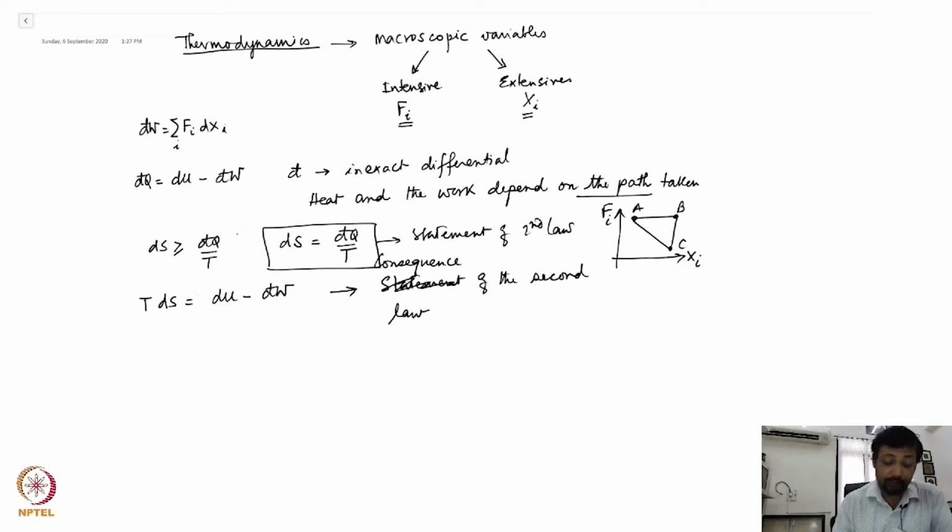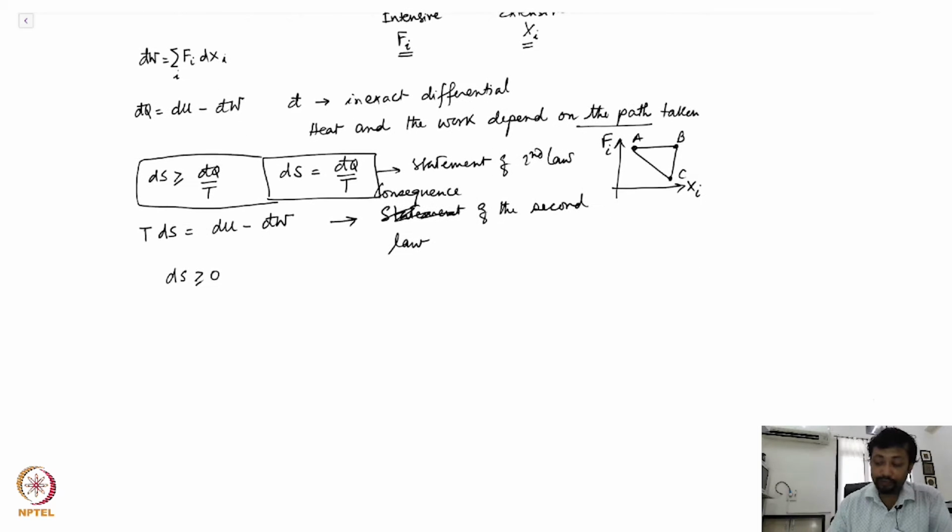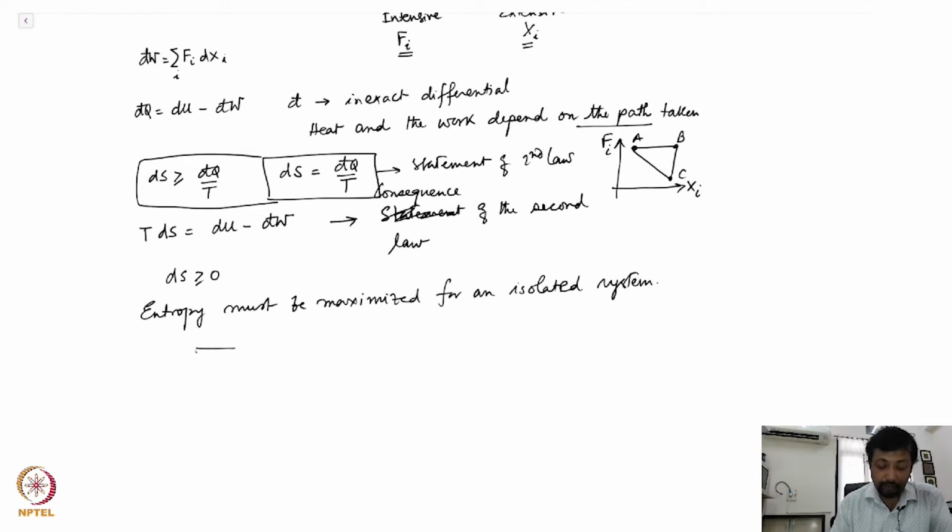What it also particularly tells you is that if you have an adiabatic system and if the subsystems which were in equilibrium come to a joint equilibrium, then you know that dS must be greater than or equal to 0, which effectively means that entropy must be maximized for an isolated system. This means that if you take an isolated system out of equilibrium, then it goes to the equilibrium state by maximizing its entropy.